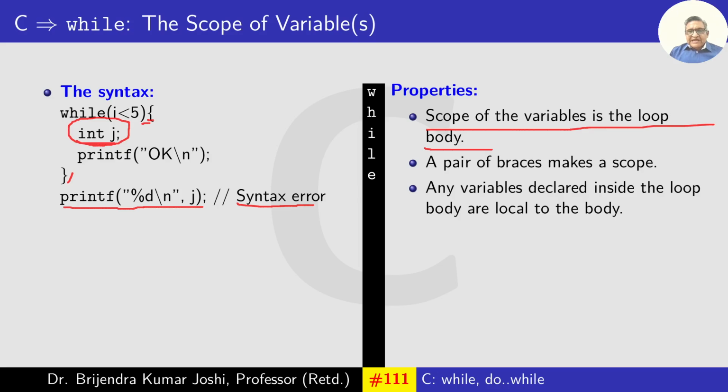A pair of braces makes a scope. So wherever you want to make a scope, you can make use of pair of braces. Any variables declared inside the loop body are local to the body. So it is one and the same thing. The first point and the third point are related to each other.